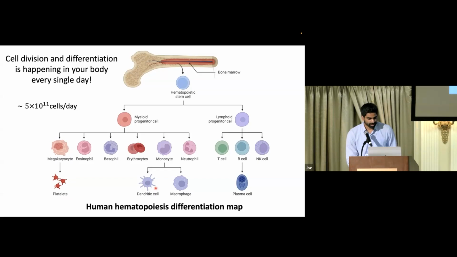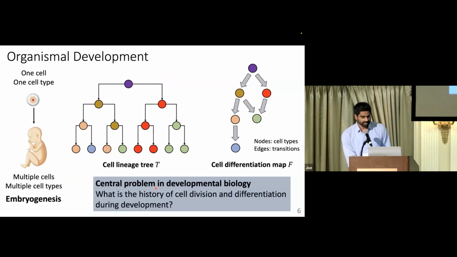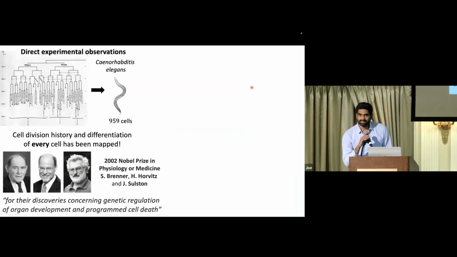All right, so one of the central problems in developmental biology is: what is the history of cell divisions and cell differentiation during development? So for an organism, what is its cell lineage tree and what is its cell differentiation map? And some of you might be surprised to know that this problem is completely solved for some simple organisms. One such organism is C. elegans, and the cell division history and differentiation of every cell of this organism has been mapped. This was done using careful direct experimental observations in the 1980s. This is a very simple organism with less than 1,000 cells.